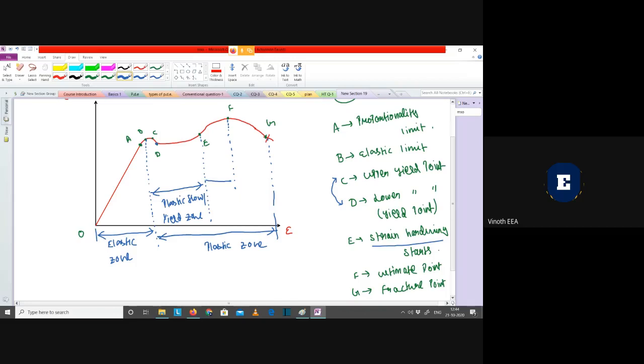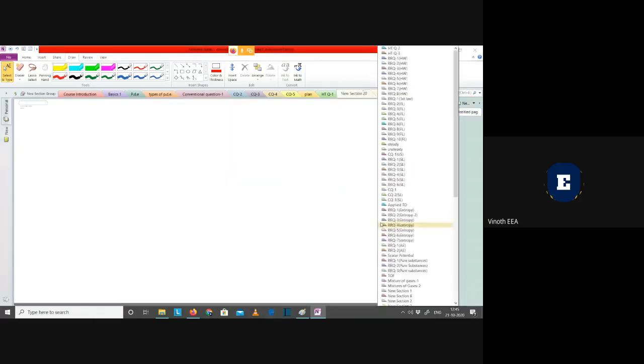This E to F is the strain hardening region, and this F to G is the necking zone or necking region. Now don't worry much, I will explain each and everything properly. So just be with me until I complete this. Just wait a moment.